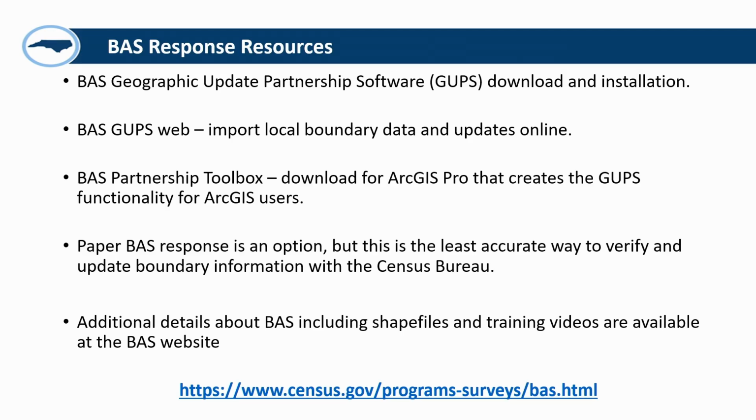So in the digital age, there are many more accurate ways of doing those boundary updates. The Census Bureau creates a geographic update partnership software called GUPS. That's the second item up there. It's based on a QGIS platform, and it's free. So you can download GUPS and do your BAS, or you can use the partnership toolbox, attach that toolbox, install it on your ArcGIS, and you can do BAS that way. So there are a number of different ways. A paper option is still there. And I have included a link to the BAS homepage if you want more information, more details, or download some of these materials for your own purposes.